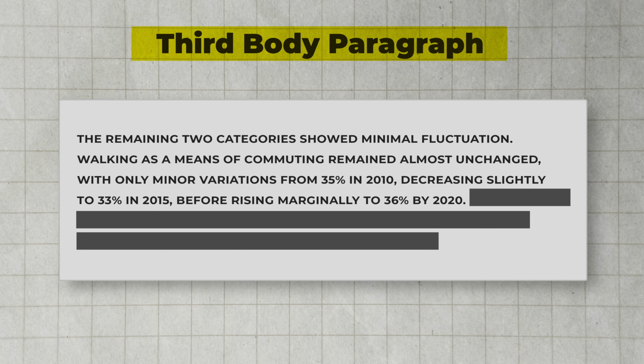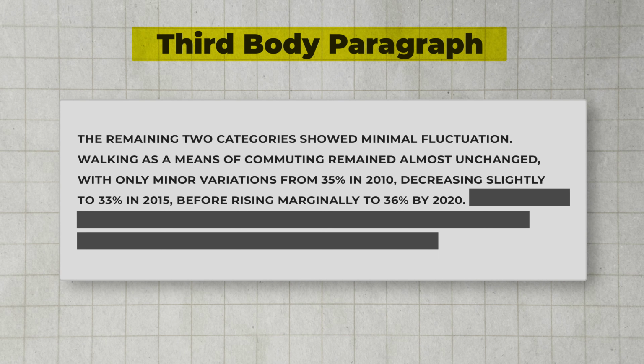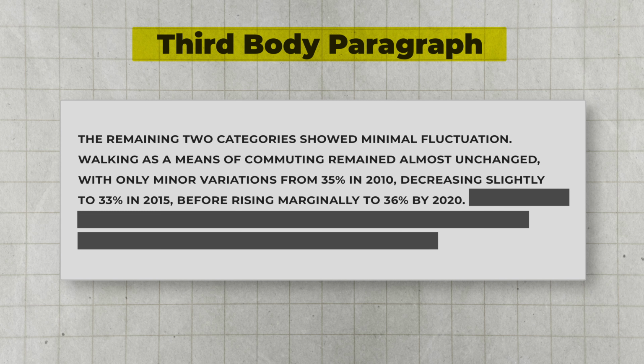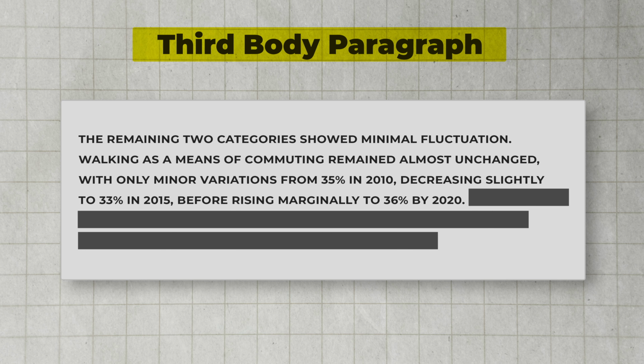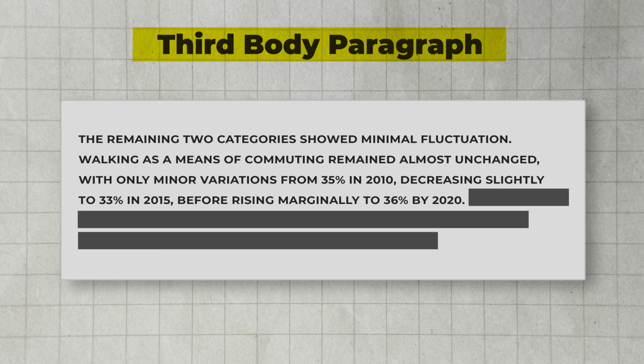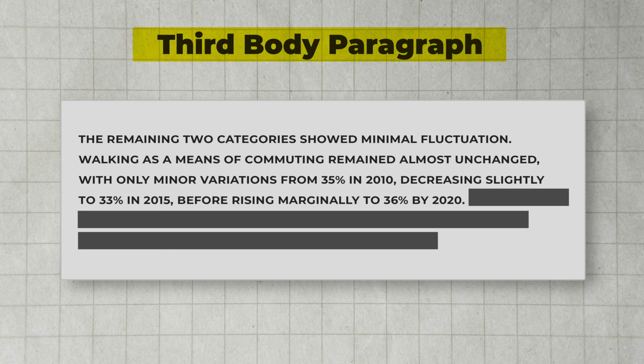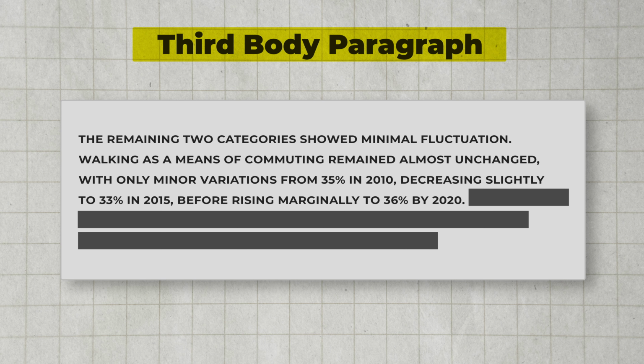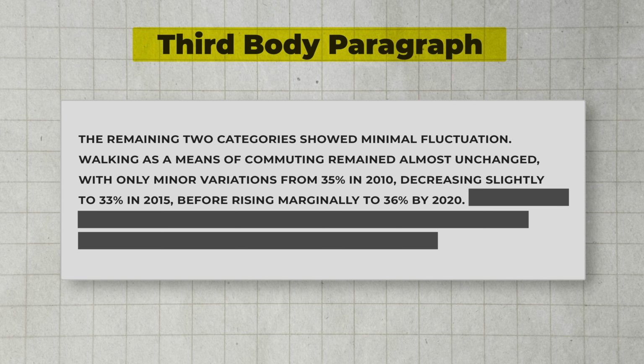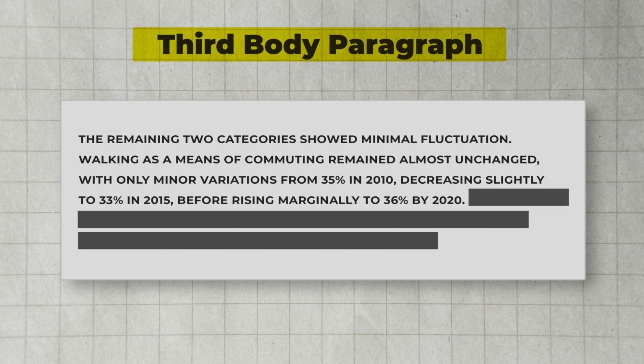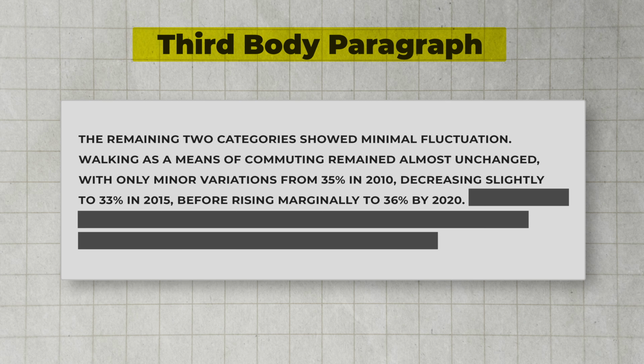Let's look at our last paragraph. The remaining two categories showed minimum fluctuation. Walking as a means of commuting remained almost unchanged, with only minor variations from 35% in 2010, decreasing slightly to 33% in 2015, before rising marginally to 36% by 2020.